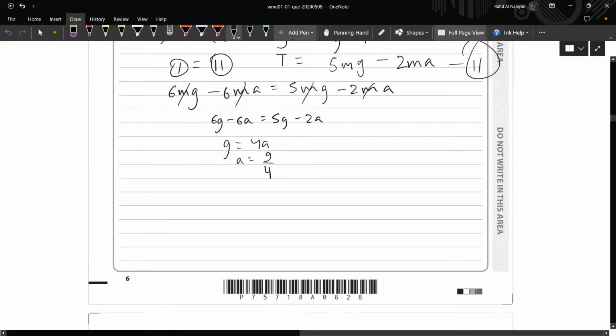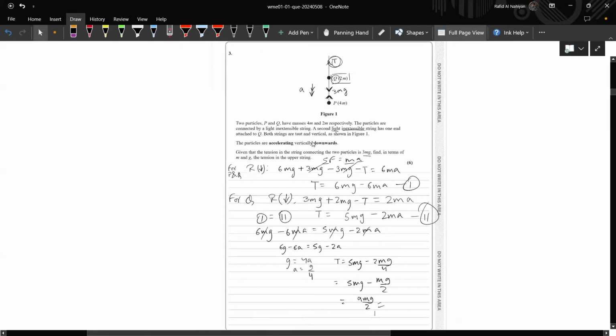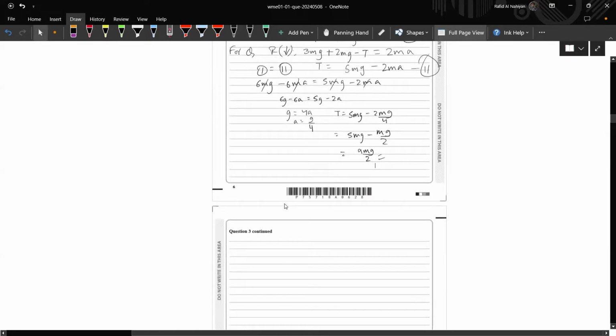Now, if I just put this in, let's say equation 2, I get 5mg minus 2mg by 4. What do I get? It's 5mg minus mg by 2, and 5 minus a half is 4.5. 4.5 is 9mg by 2. That is my answer. I think I got this in my exam as well. I hope I was right. I hope I'm right now as well. I don't have the mark scheme, but I'm just winging it.